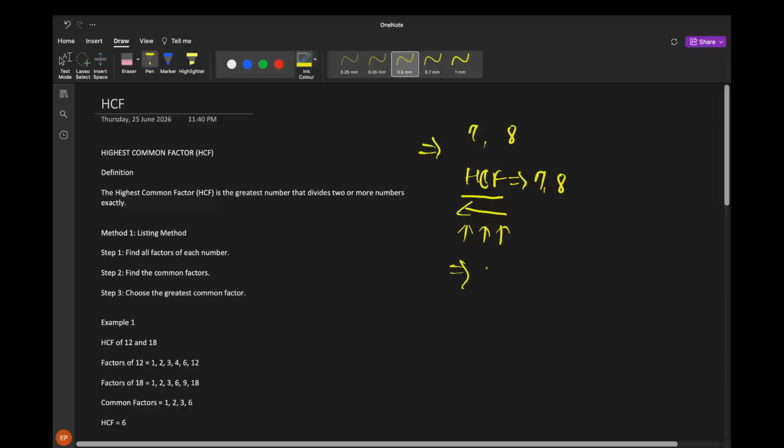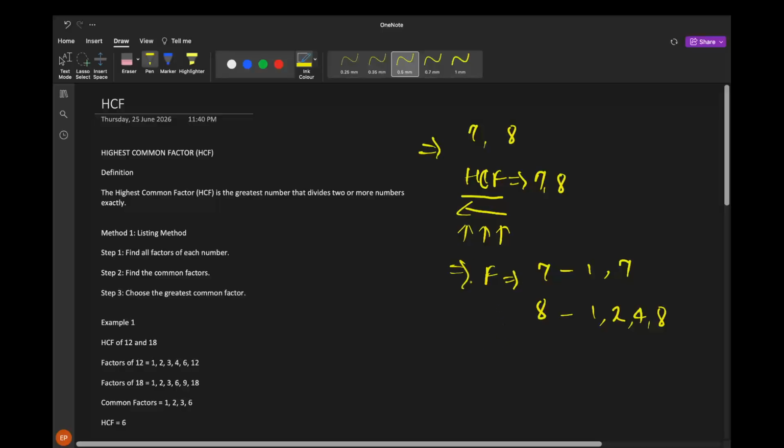So first what we have to do? F means factors. Factors for 7, factors for 8. What are the factors for 7? 1 and 7 only. What about 8? 1, 2, 4, 8. These are the factors.